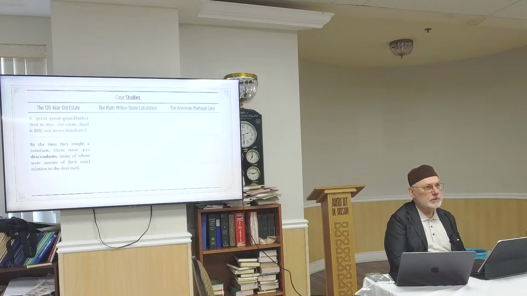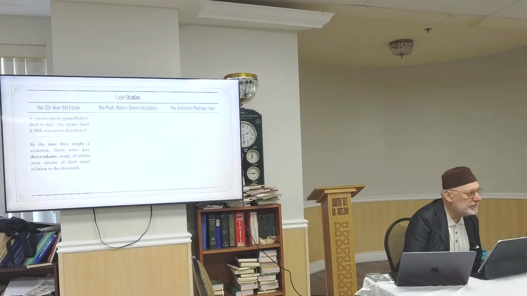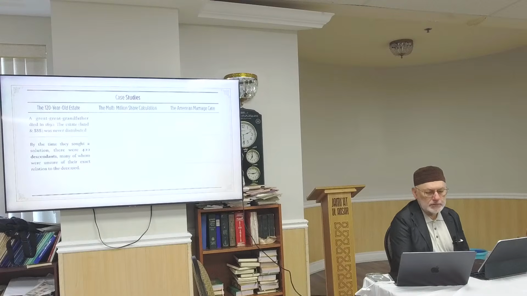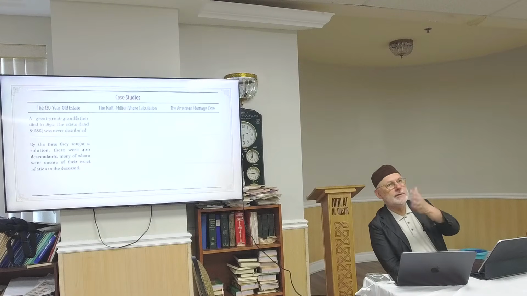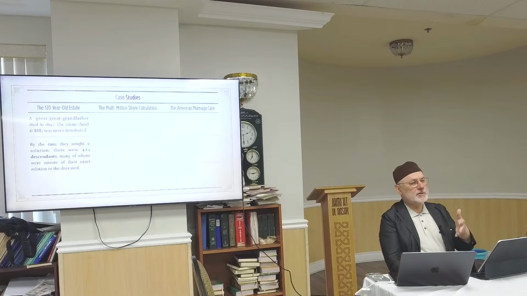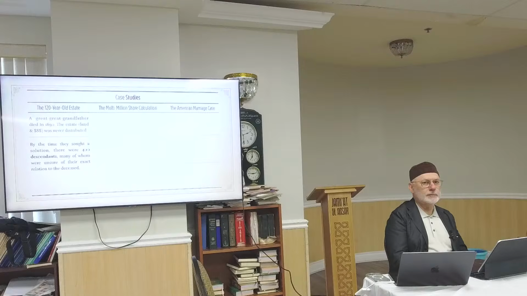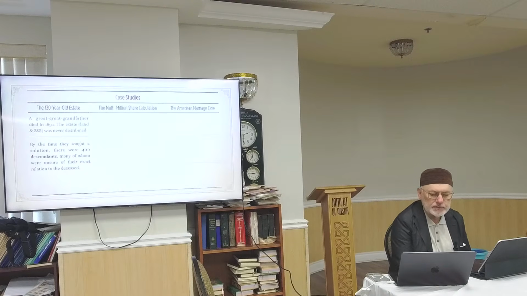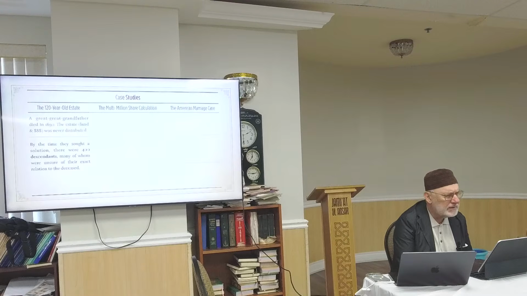So one case is the 120-year-old estate. A great-grandfather died in 1890. The estate, which is property and money, wealth, and dollars, was never distributed. But by the time they sought a solution, there was a great-great-great-grandfather who passed away, they never distributed the asset properly, and then the next generation didn't do it, the next generation didn't do it, and now in the year 2000, the great-grandchildren said we need to fix this. And by the time they wanted to fix this, there were about 400 descendants, many of whom were unsure of their exact relation to the deceased.